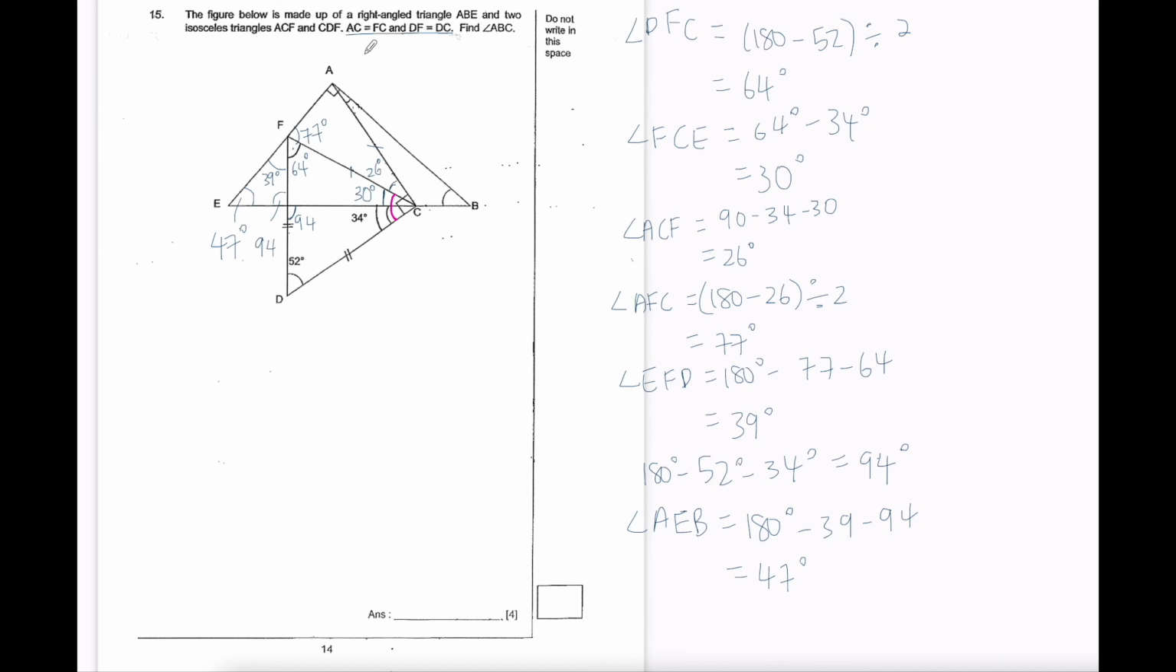And then we can finally do our last step. So what's angle ABE? Or we can call it ABC. We can just take the total angle in the triangle, 180 minus away 47, which is this, and we minus away the right angle. Okay, we're going to get 43 degrees. It's a pretty long question, but don't worry, okay? Step by step and you can get it. So 43 degrees. Okay, let's move on to question 16.